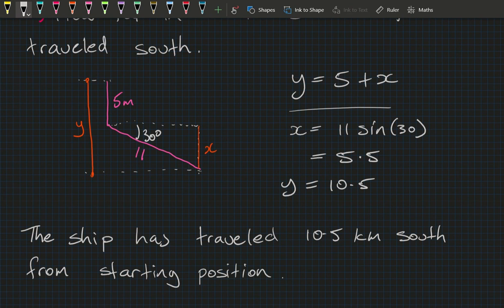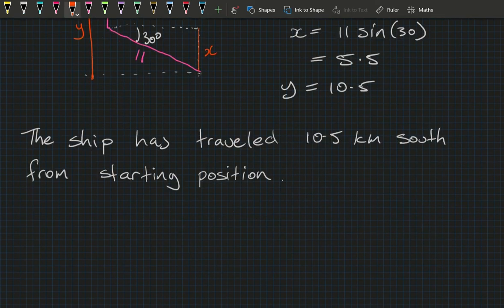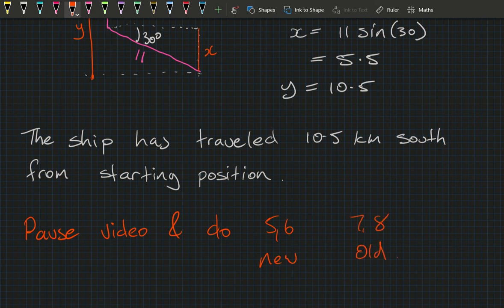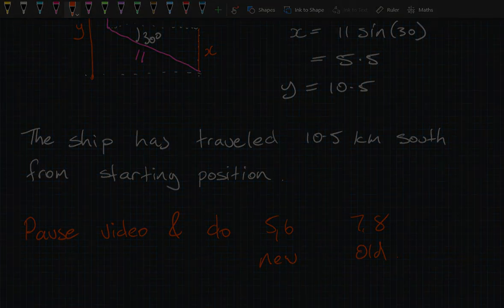Okay, so that's the trigonometry part. It definitely does get a little bit more complicated in the examples or in your questions. But first you better pause the video and have a go at your pre-learning for this, which is questions 5 and 6 in the new book and questions 7 and 8 in the old book. And we'll come back and summarise this lesson.